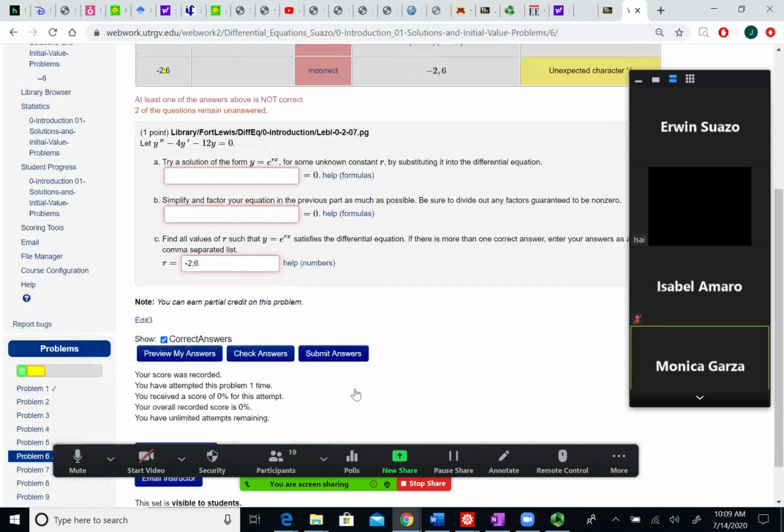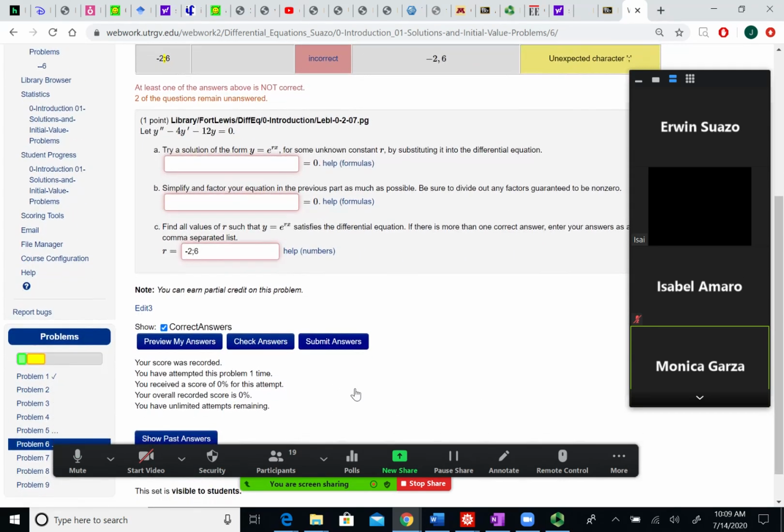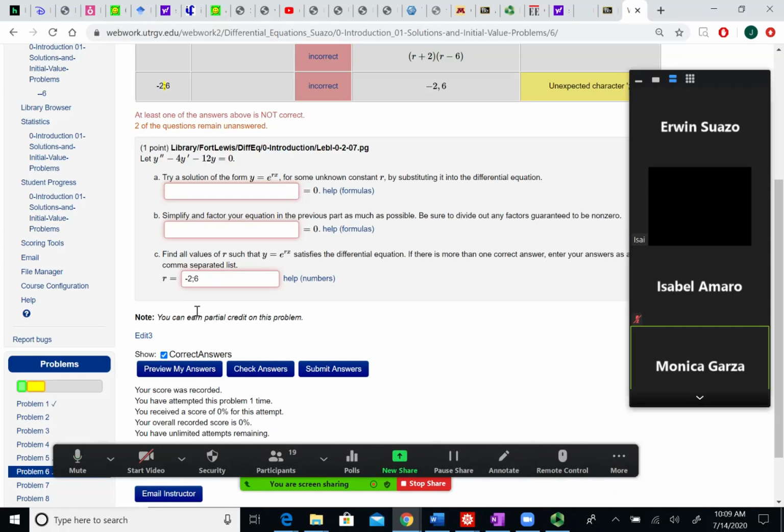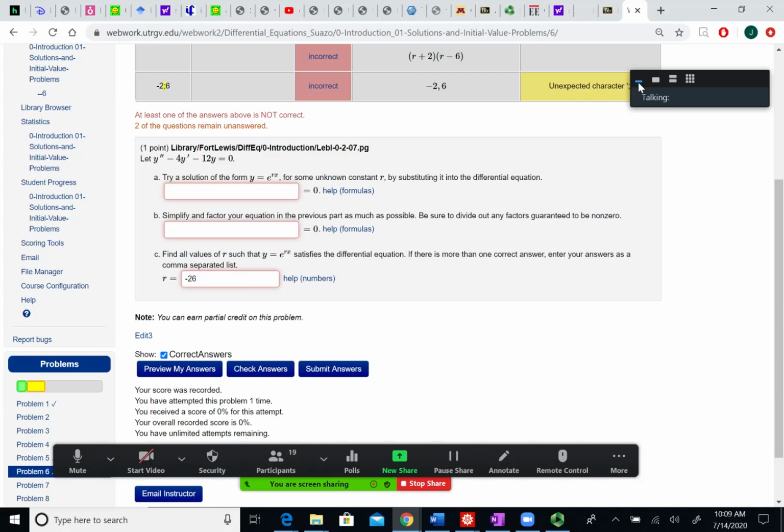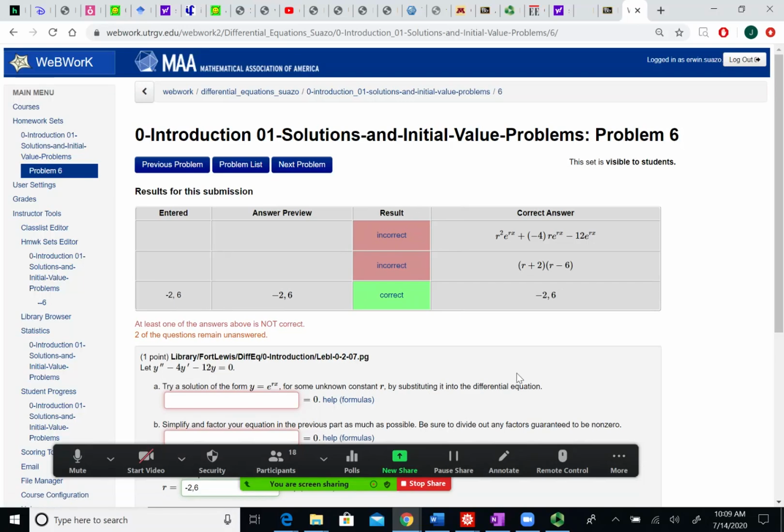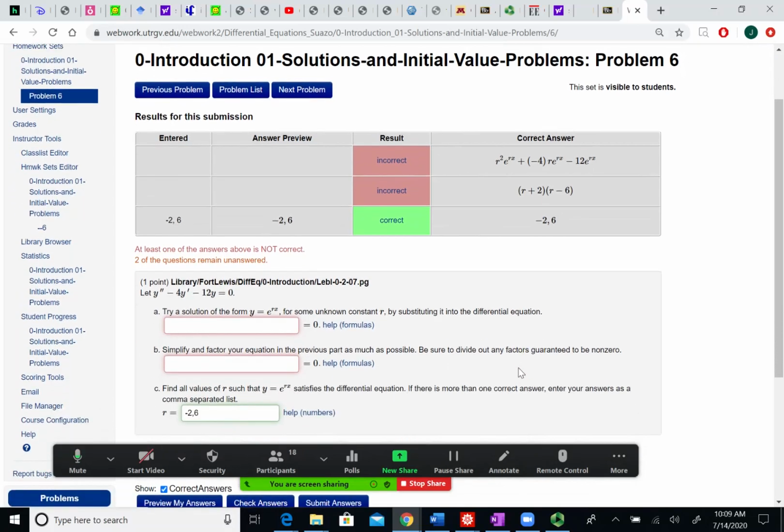-2 and 6. Oh, they don't like the semicolon. Find all, if there is more than one. It's a comma? Okay, thanks. Okay, so that's the answer, and as we know, I'll just show you the solutions.